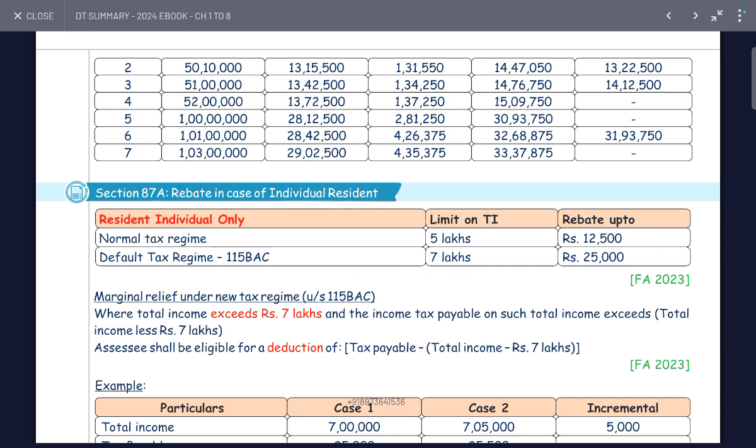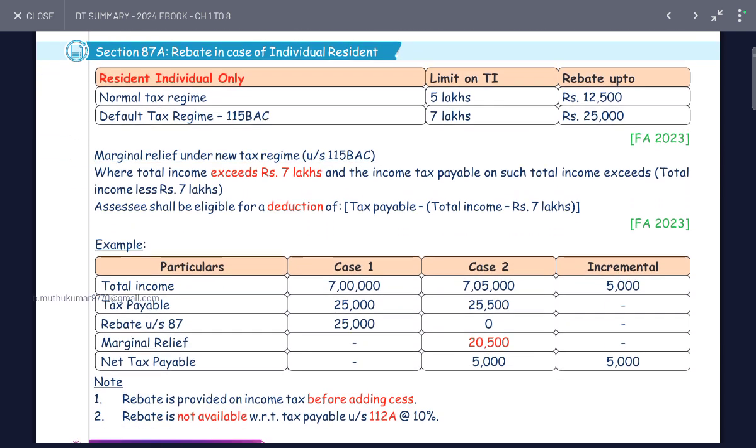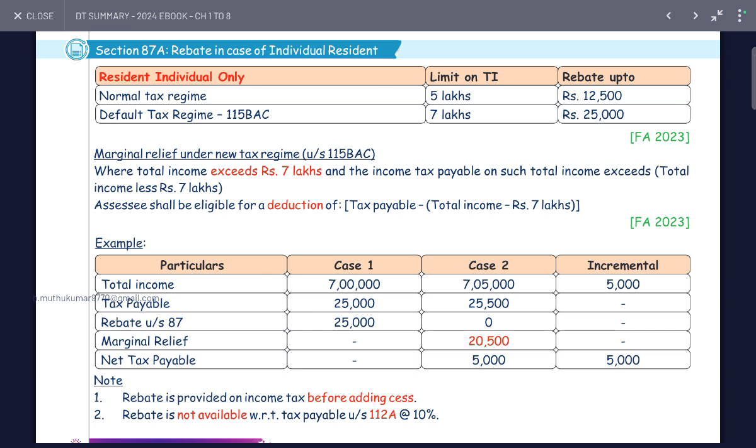Section 87A rebate in the case of an individual. A resident individual only, limit on taxable total income. Rebate up to 12,500 under the normal tax regime up to 5 lakhs. Default tax regime, section 115BAC: 7 lakhs, up to 25,000, with marginal relief on the up to 7 lakhs, up to 5 lakhs.